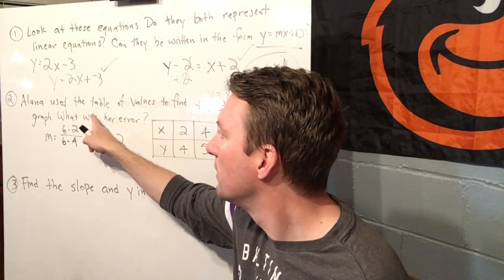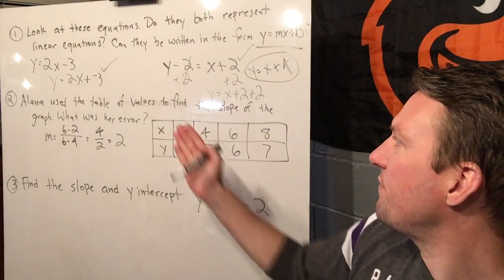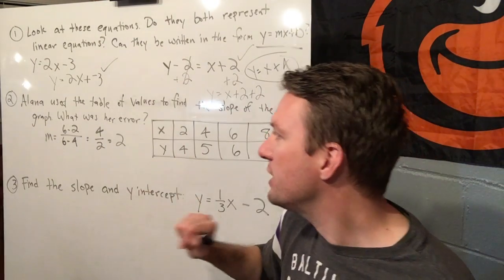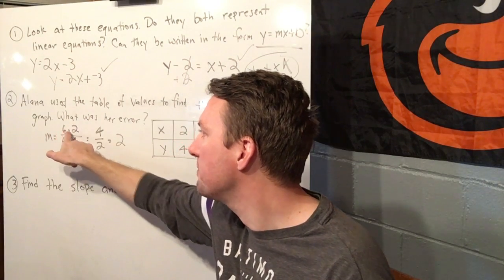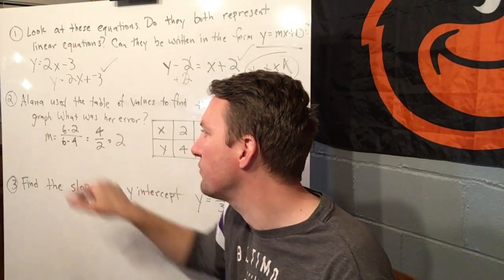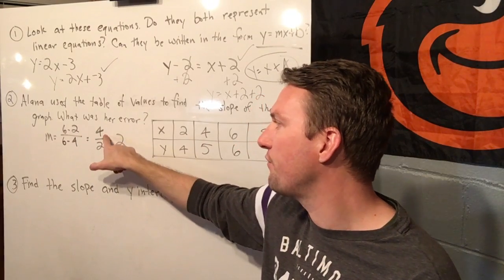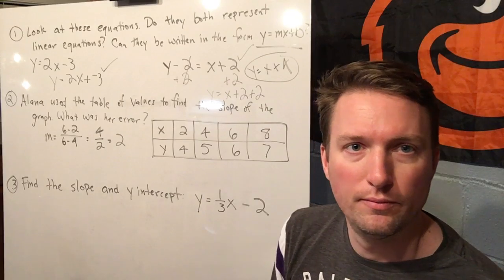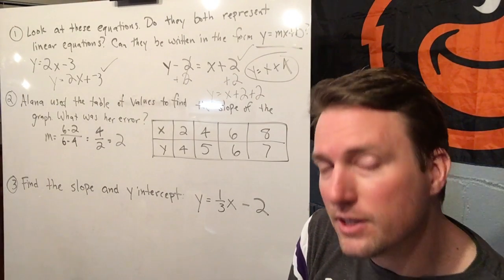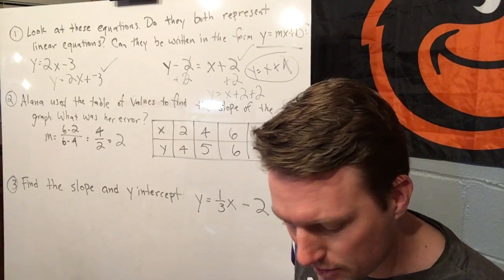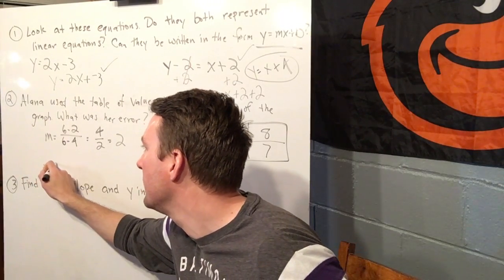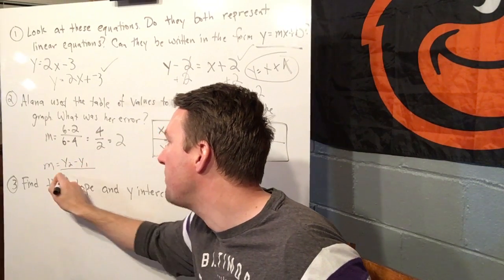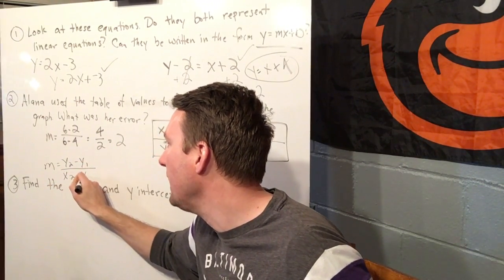Second, Elena uses a table of the values to find the slope of the graph. Here is her table. Here's what Elena did. She said m equals 6 minus 2 divided by 6 minus 4. She then simplified that to say 4 divided by 2 equals 2. So she's saying that the slope is 2. Now, we need to remember, what is the slope formula? The slope formula is m equals y2 minus y1 divided by x2 minus x1.